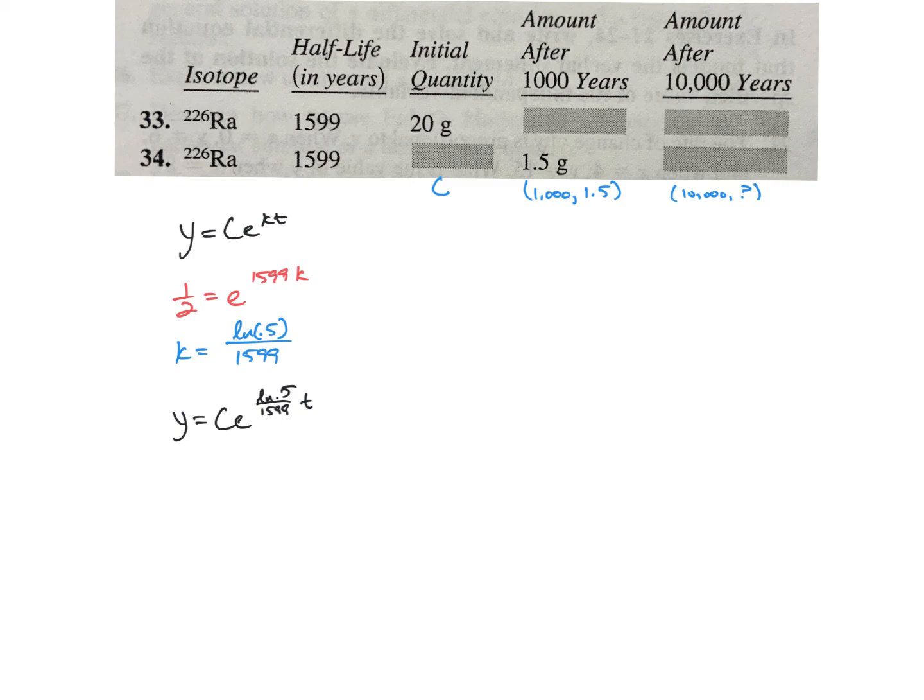Now I need to take what I have. So I have this ordered pair 1,000, 1.5. So that's what I'm going to substitute in. So what's my y value? 1.5 is equal to C e to the natural log of 0.5 over 1599 times 1,000. And so what's C in that relationship? They're being multiplied. So guess what I need to do? I need to divide. So C is equal to this 1.5 over e to the natural log of 0.5 over 1599 times 1,000.